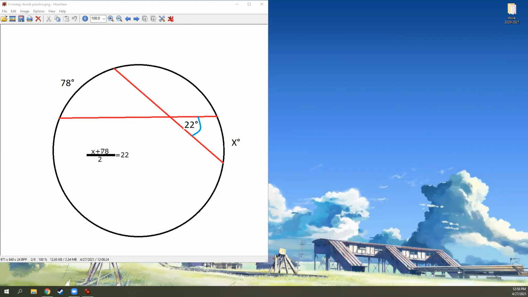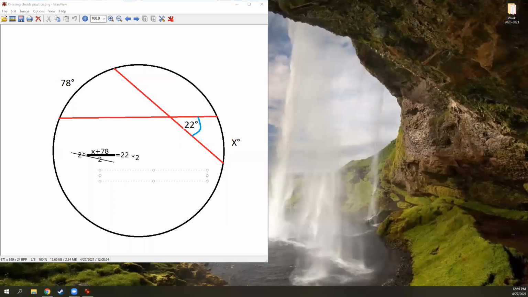All right. So you got division here, so you want to multiply both sides by 2. These cancel out, of course. These go away. And you're just left with x plus 78 equals 44. 2 times 22.